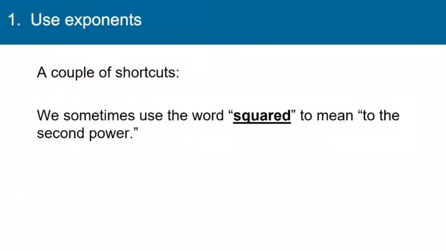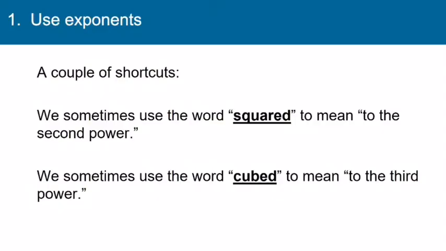Now let me give you a couple of terminology shortcuts. A lot of times, instead of saying to the second power, we just say squared. They mean the same thing. To the second power means squared. And likewise, we use the word cubed to mean to the third power.